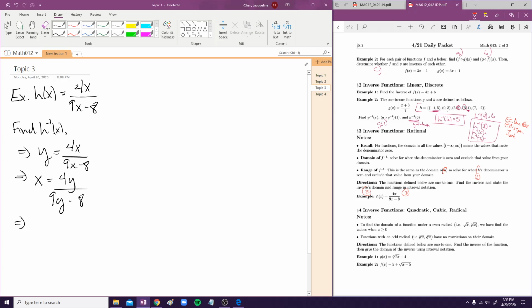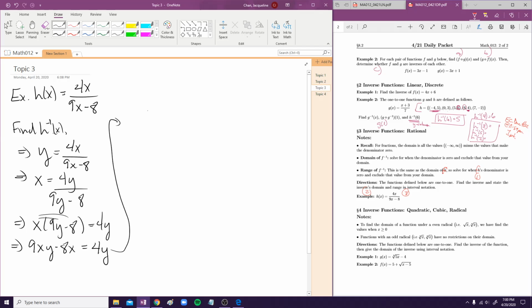Right? So now let's solve. I'm going to multiply both sides by 9y minus 8. So I have x times (9y minus 8) is equal to 4y. This one's a little trickier because, as you can see, we have y's in 2 places. But have no fear, it's just a couple more steps. So let's distribute x to both terms. I have 9xy minus 8x, and this is equal to 4y. Oops, sorry. I'm going to bring my work back to the top.